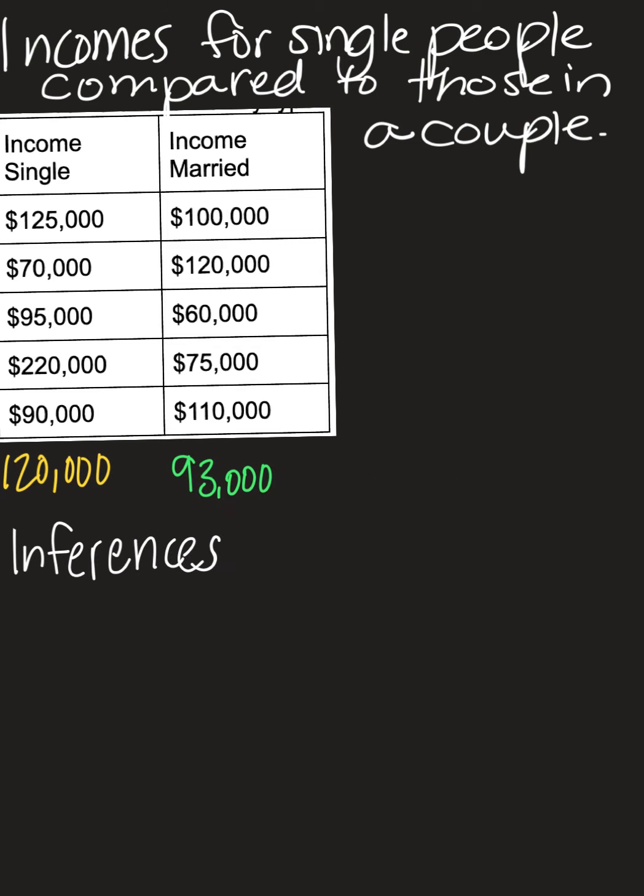On your paper, I'd like you to think about what inferences we can draw from my two averages, my 120,000 for single people and 93,000 for married people.